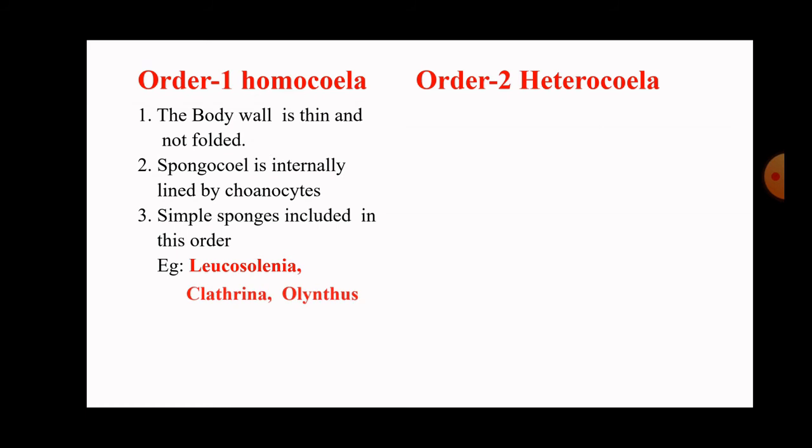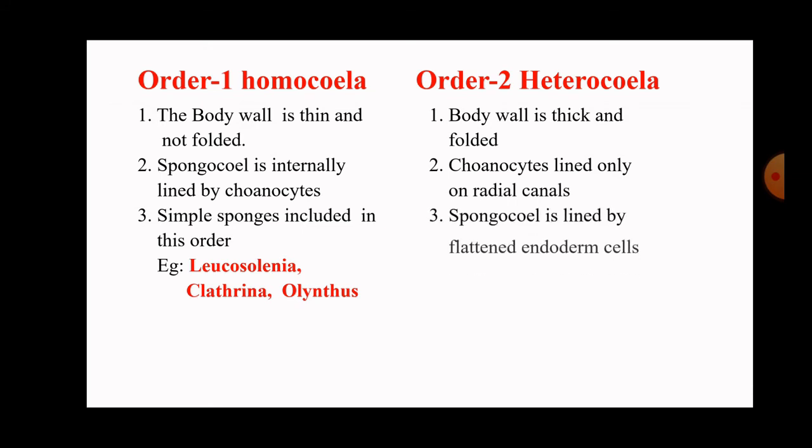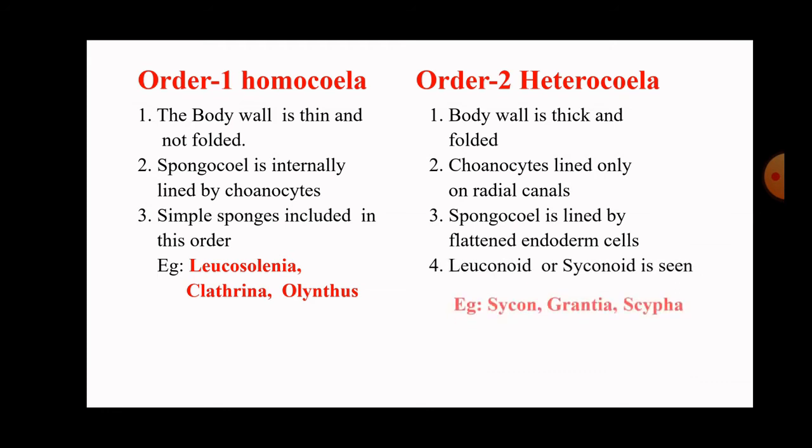Now let us see the order Heterocoela. Unlike Homocoela, in these animals the body wall is thick and folded. Radial canals are lined by choanocytes, and in these animals the spongocoel is lined by flattened endoderm cells. You could observe leuconoid or syconoid complexity in the body. Example: Sycon, Grantia and Scypha.